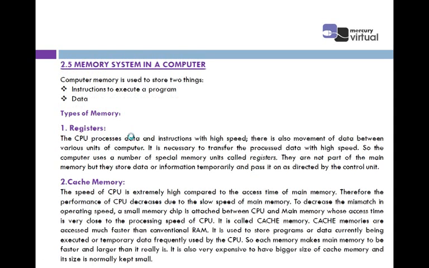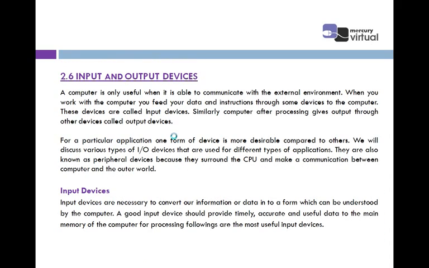So now I wind up the memory system, that is of 4 parts: registers, cache memory, primary memory, secondary memory. Now let's see another very interesting topic. This is input and output devices. As I told you, there are two terms: input devices and output devices. Input devices are used for inputting the data, means how we can enter the data, and output devices are basically used for displaying the output. So let's see one by one.